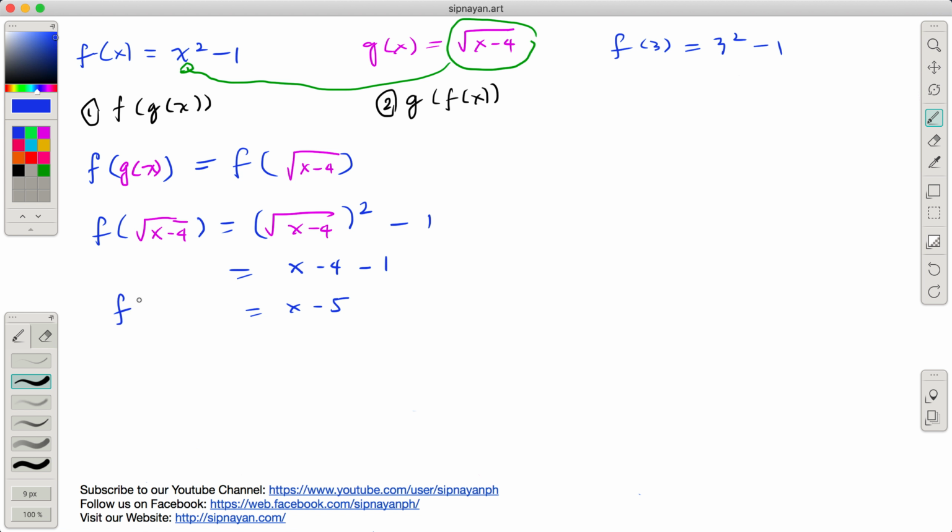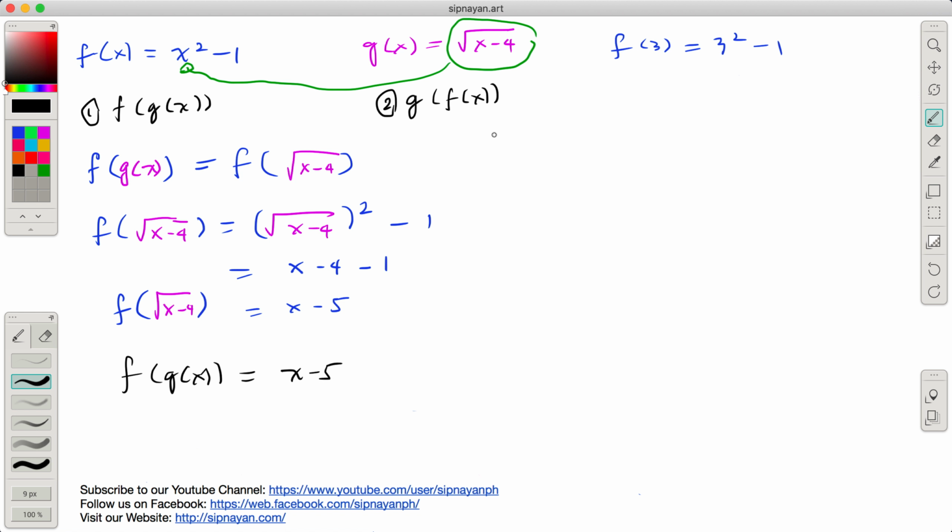So, yun yung ating f of x minus 4, or f of square root of x minus 4. Meaning, f of g of x, yung pinaka-given natin. F of g of x is equal to x minus 5.